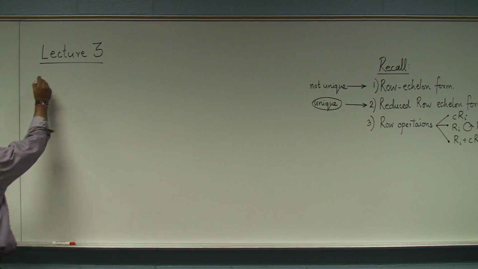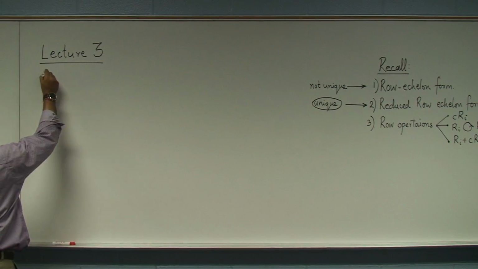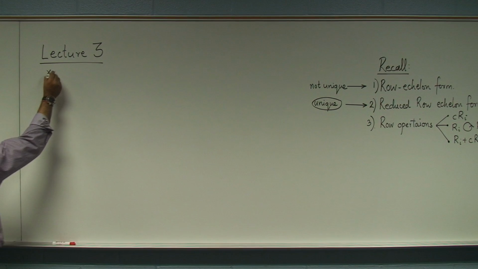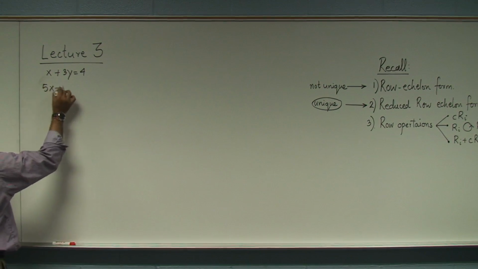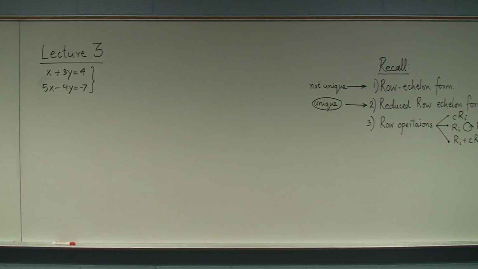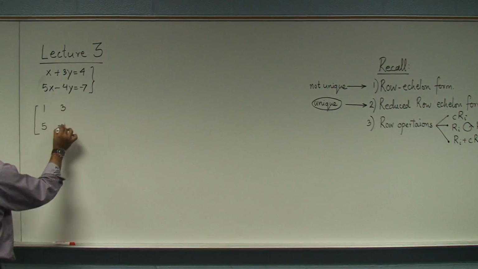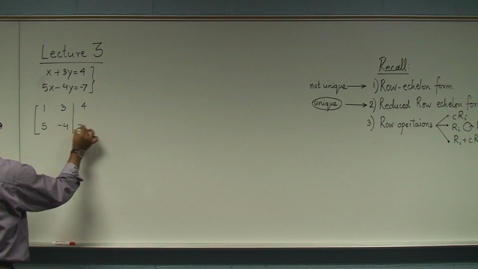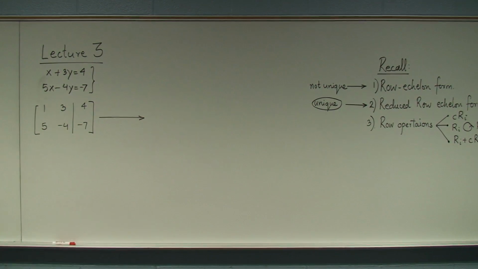Okay, so I pick up from the example that we had seen last time. We were trying to deal with this system of equations: x plus 3y equals 4 and 5x minus 4y equals minus 7. And we wanted to find the solution using the ideas of echelon forms. So we said, let's create the augmented matrix [1, 3, 4; 5, -4, -7]. And we will try to get its echelon form, and well, we'll try to get the reduced row echelon form as well.